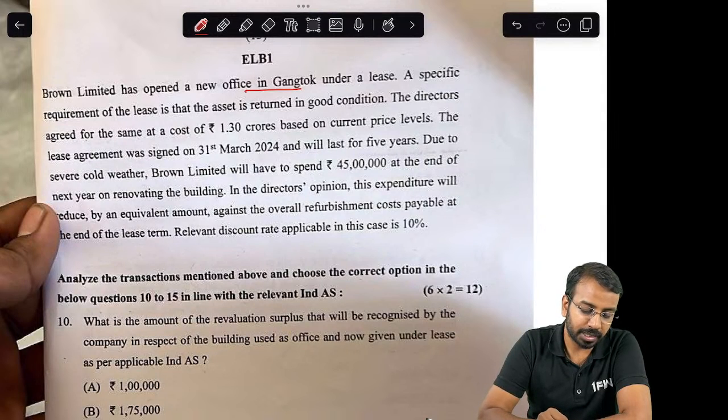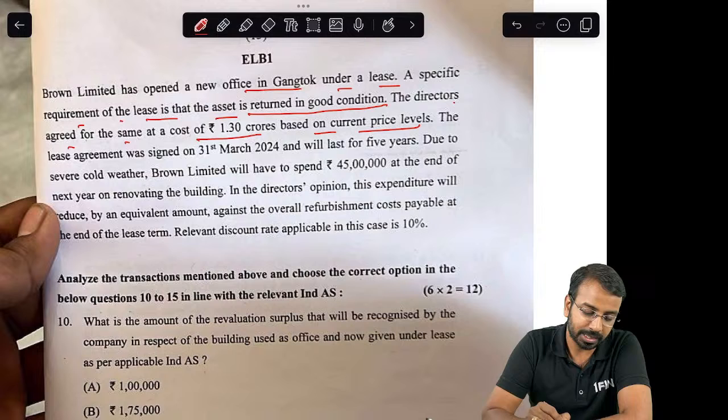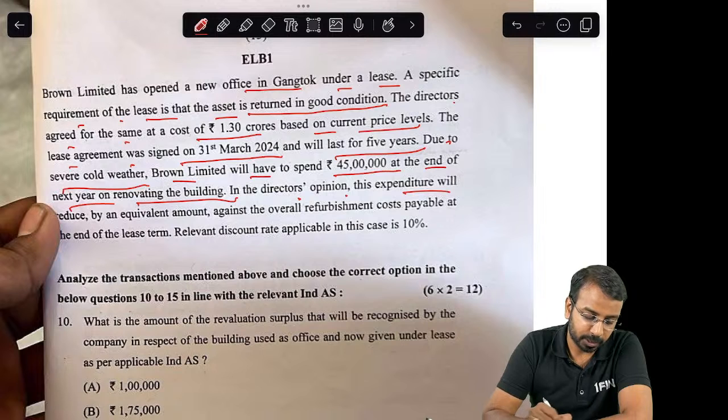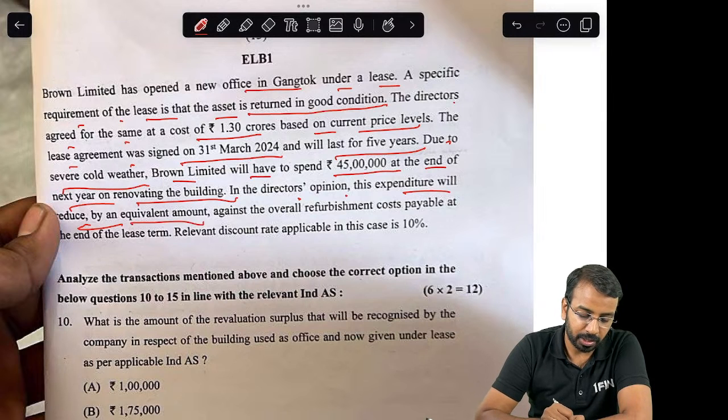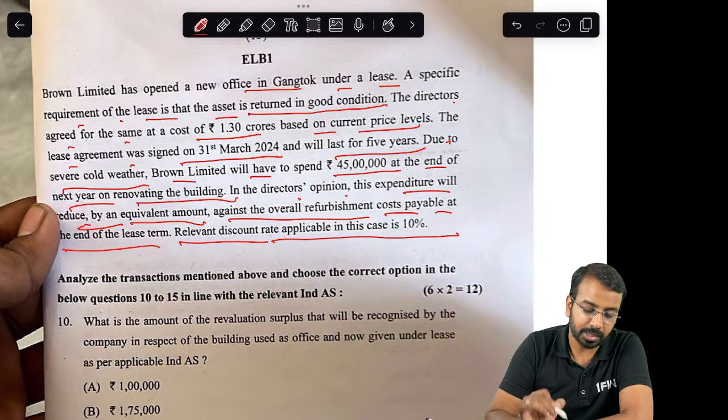They opened a new office in Gangtok under a lease. Specific requirement of the lease is that asset is returned in good condition. Director agreed for the same at a cost of 1.3 crores based on current price levels. The lease agreement was signed on 31st March and will last for 5 years. Due to cold weather, Brown Limited will have to spend 45 lakhs at the end of next year in renovating the building. The director's opinion is that this expenditure will reduce by an equivalent amount against the overall refurbishment cost payable at the end of the lease term. Relevant discount rate applicable is 10%.